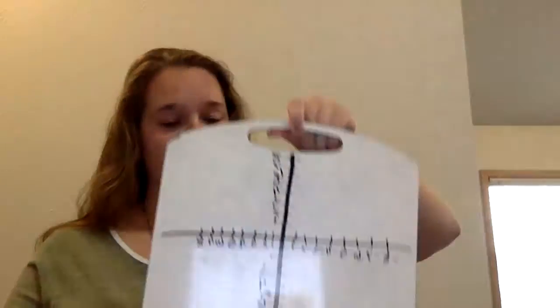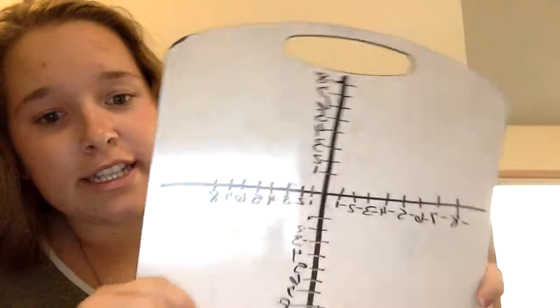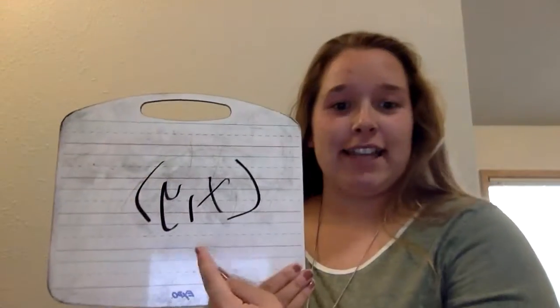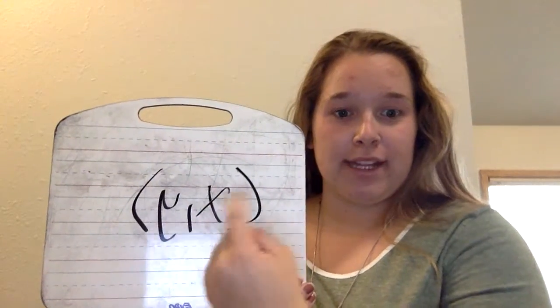So what you're going to do is line them up at 0, 0, like this. 0, 0 is called the origin, and I drew it on a graph here. As you can see, the 0, 0 is in the middle right here, and that's called the origin. So the ordered pair would be 0, 0. An ordered pair is the x and y value using parentheses.